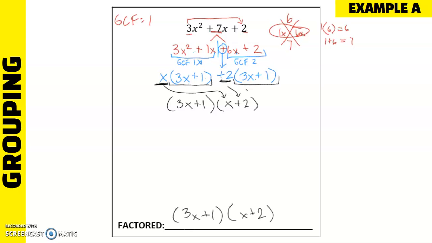Remember, you could rewrite that in any order, so it could be x plus 2 times 3x plus 1. You just can't mix up what's inside the parentheses, but you can switch the order of the parentheses. All right, so that's the grouping method. If you're good at seeing those greatest common factors, it's like, okay, greatest common factor, done.